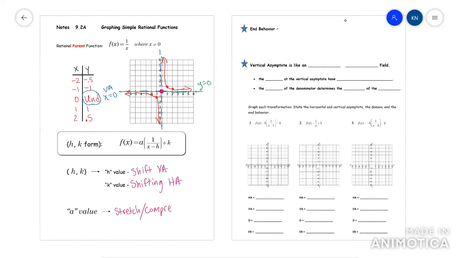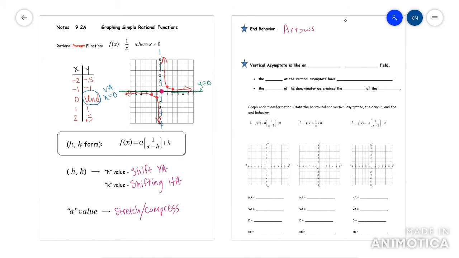I know this doesn't make that much sense yet. Once you see me actually do some of these, like these three down here, hopefully it'll make more sense. End behavior is where your arrows go. I'll explain more about that in a second too.